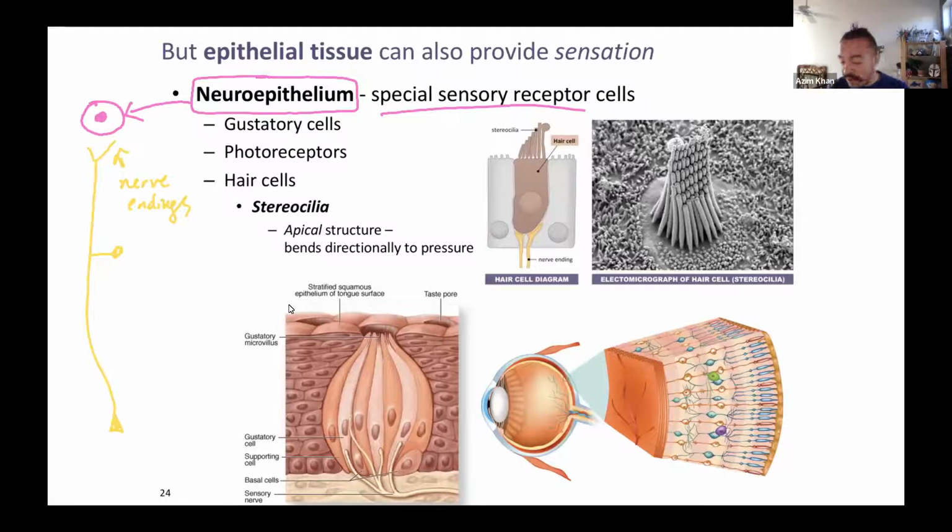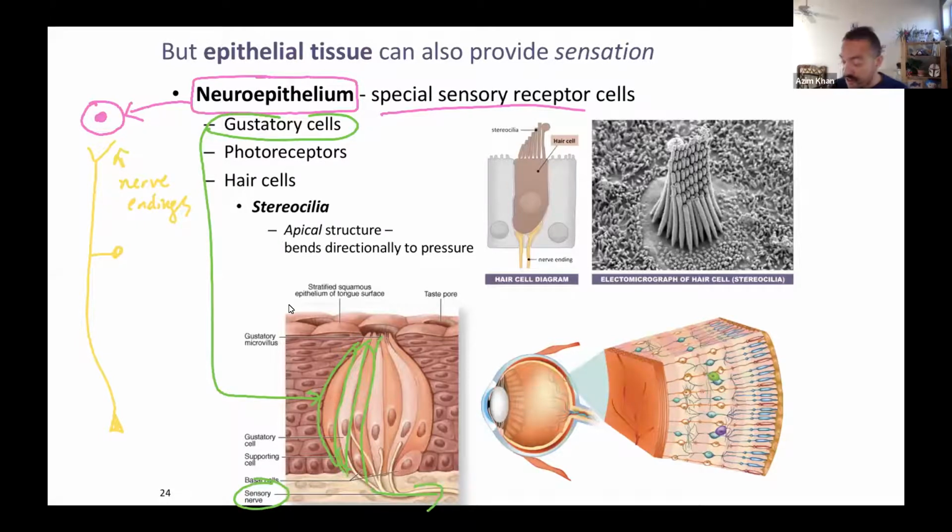Examples of neuroepithelium include gustatory cells. Gustatory cells are the cells in your taste buds. You have many of these cells in your taste buds, and they detect taste chemicals and relay information to a neuron. Gustatory cells are neuroepithelium.